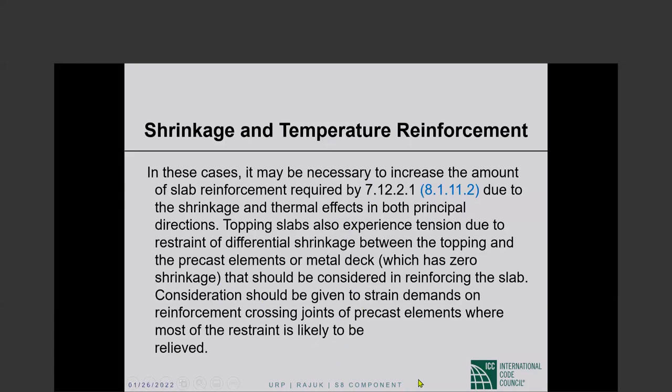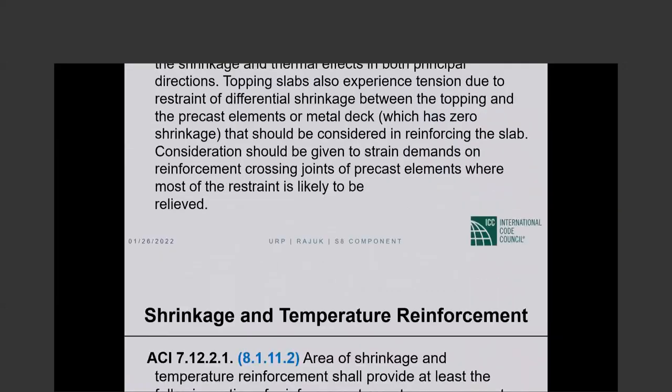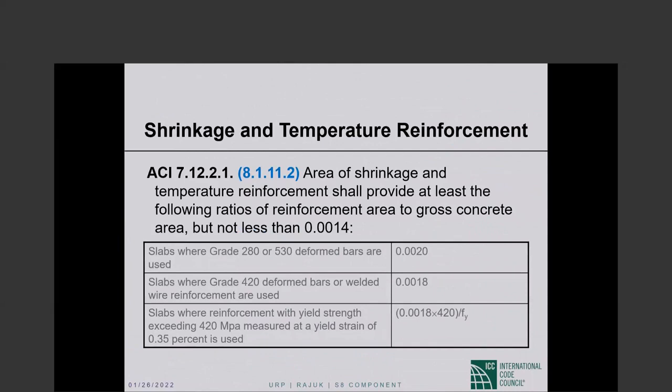the main thrust is that the shrinkage reinforcement is good enough when shrinkage is allowed to take place. If shrinkage is restrained, then you have to consider that in providing the reinforcement that you need to provide. Shrinkage reinforcement is 0.18% of gross cross section. For grade 40 reinforcement, it was 0.2%. That reinforcement, I don't think, is in use anymore.